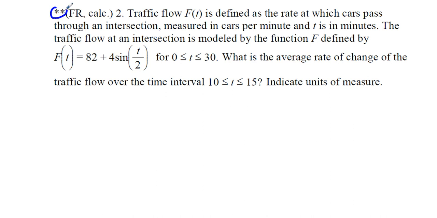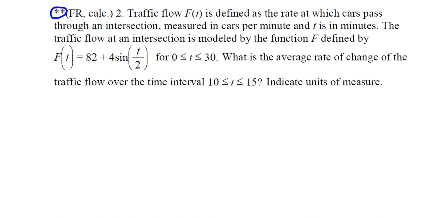Again, double asterisk, actual AP test problem. Traffic flow, F of T, is defined as the rate at which cars pass through an intersection measured in cars per minute, and T is in minutes. The traffic flow at the intersection is modeled by the function F defined by F of T equals 82 plus 4 sine of T over 2, for T being between 0 and 30. What is the average rate of change of the traffic flow over the time interval from 10 to 15?